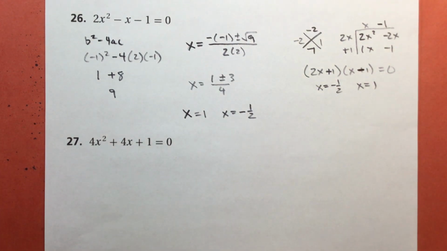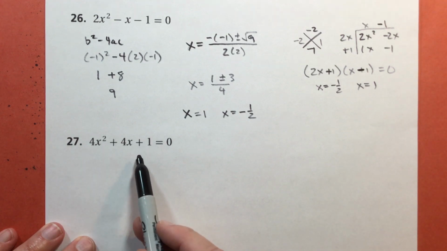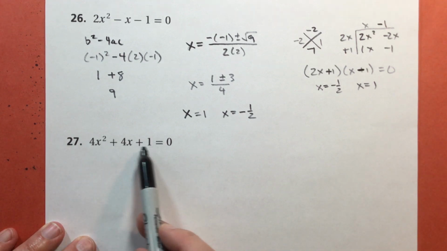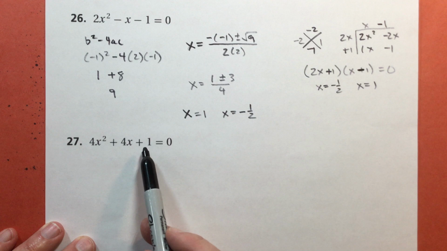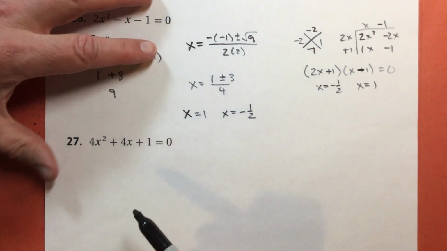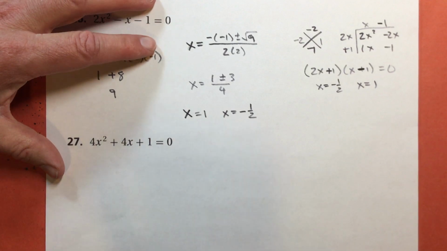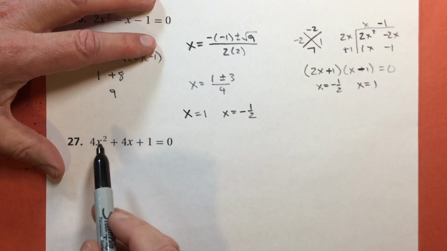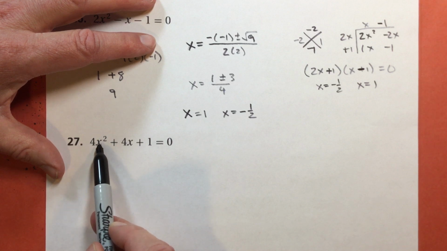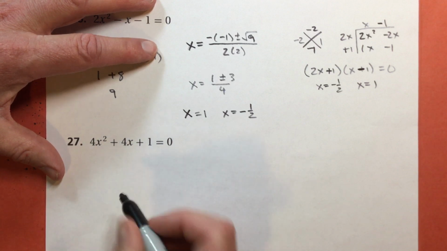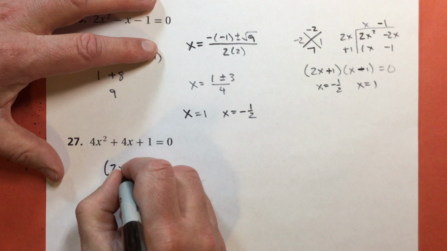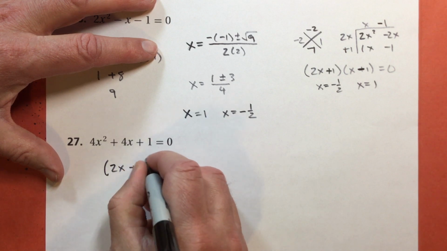For this one, again, maybe I can do it by a diamond method. Believe it or not, this is a perfect square trinomial, so factoring this is going to work. And I can also use the quadratic formula. How do I know it's a perfect square trinomial? Because this is 2x times 2x, and this is 1 times 1. So this is actually 2x plus 1 squared.